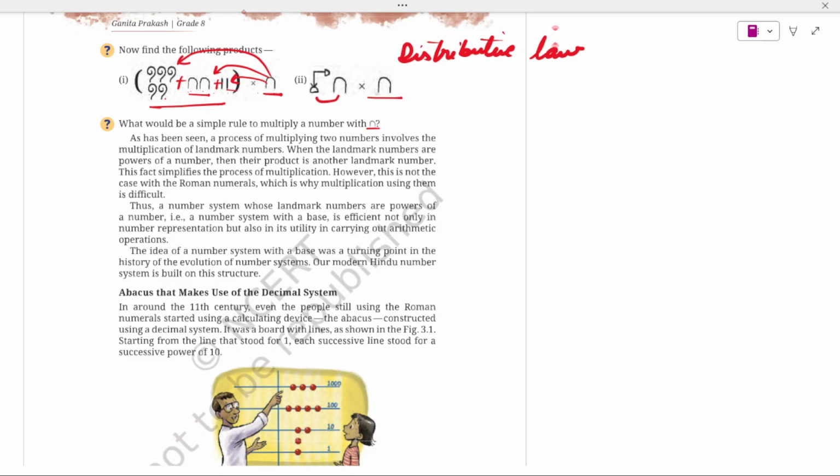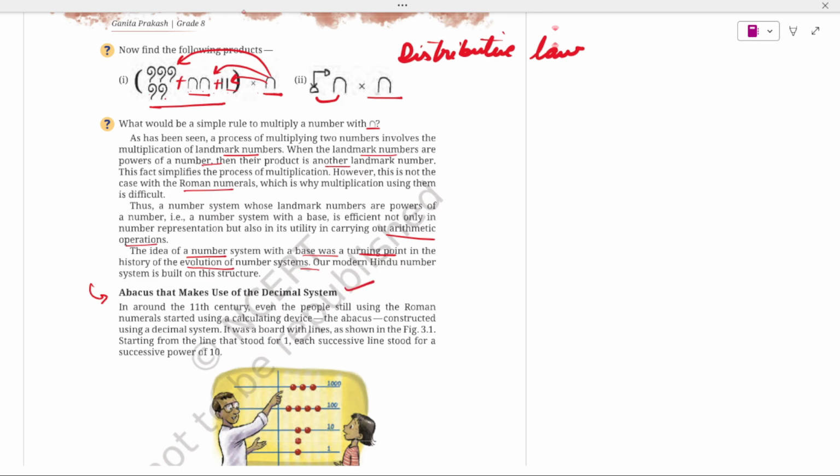The process of multiplying two numbers involves the multiplication of landmark numbers. So when the landmark numbers are powers of a number, then their product is another landmark. They just want to convey this, but this is not happening in Roman numerals. That's why we find difficulty while applying arithmetic operations in Roman. Okay? So the idea of a number system with a base was a turning point in the history of the evolution of number systems. Now moving to the next topic, that is the abacus, which makes use of the decimal system.